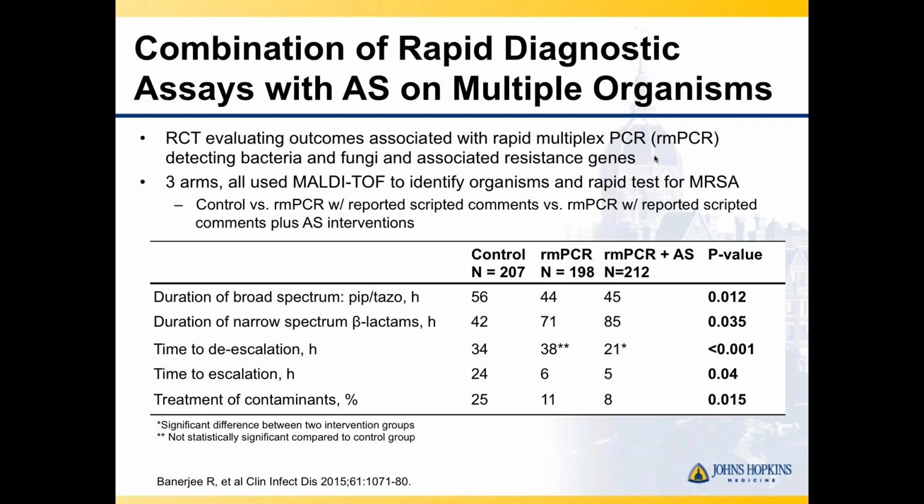Several outcomes that they looked at included duration of broad-spectrum antibiotics, and in this study, they were able to decrease piptazo, for example, one of the broad-spectrum antibiotics, in both arms with and without antimicrobial stewardship interventions. Duration of narrow-spectrum beta-lactams, which in this case included oxacillin and cefazolin, was significantly longer in both PCR and stewardship intervention. Time to de-escalation was not significantly different between rapid diagnostics alone and control, but adding stewardship intervention was helpful.